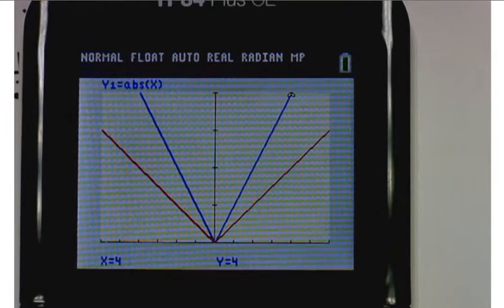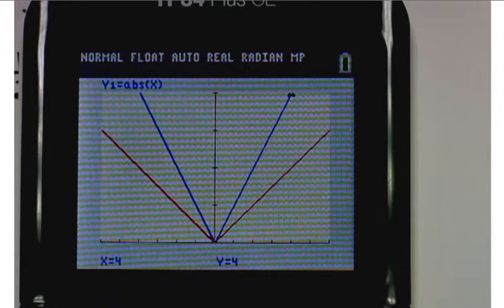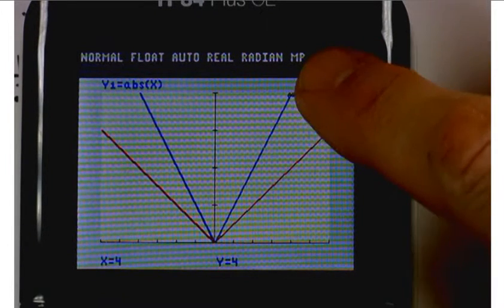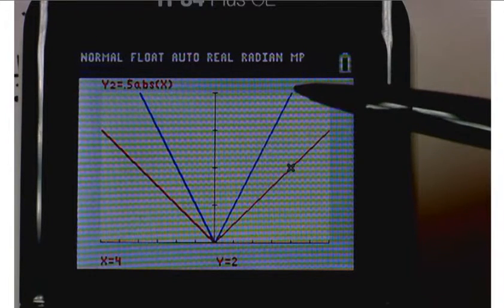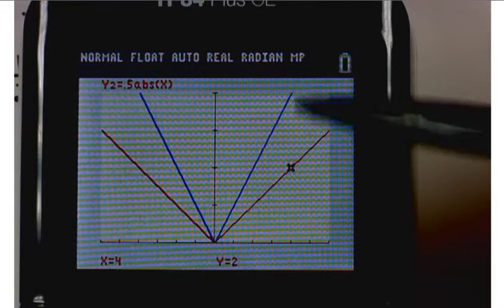But if I take a look at my other function, press the down arrow key, when I'm on the other function, I take the absolute value of 4 and multiply it by half. Half of 4 is 2. So that y coordinate is getting cut in half, and that's why it's pulling it down towards the x-axis.